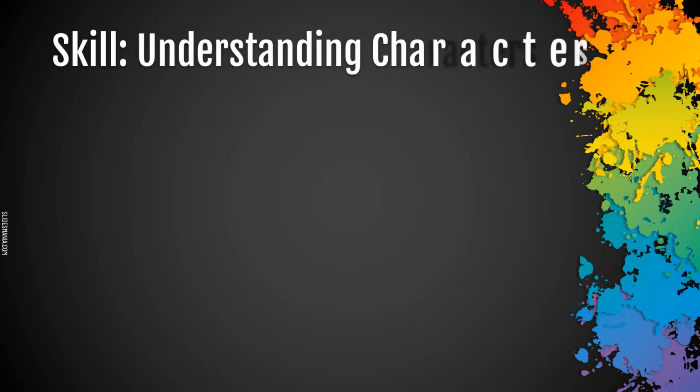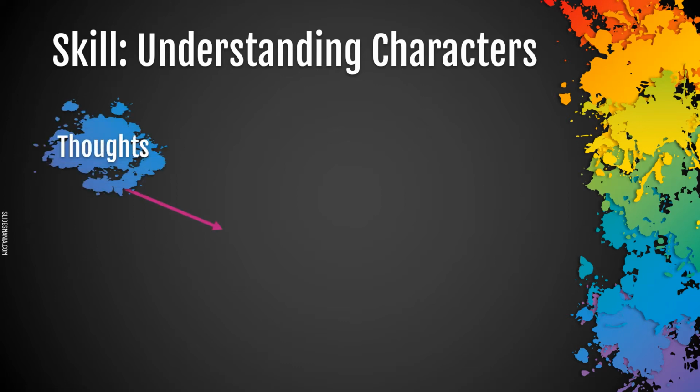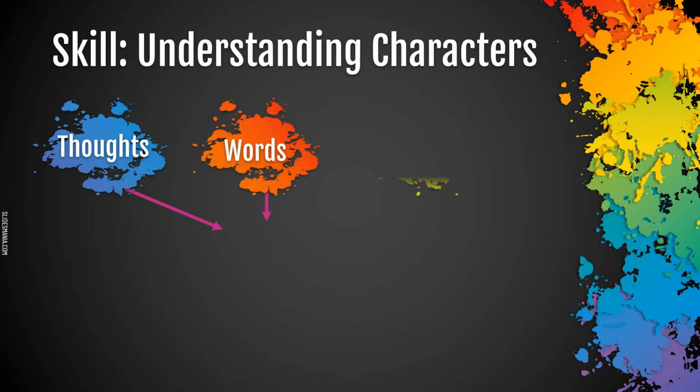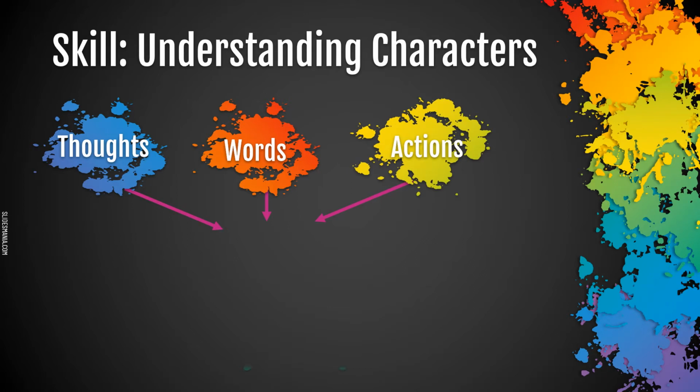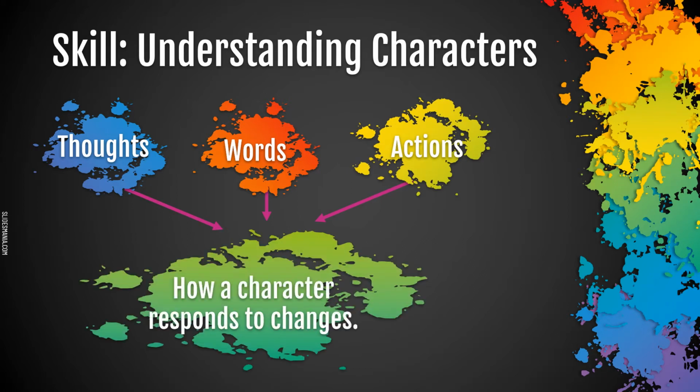The first skill that we are going to learn about is understanding characters. In order to learn about a character, we need to find clues or text evidence that helps us understand them. And when we understand that character, we learn a lot about their personalities. To understand a character, we need to focus on the thoughts they have, their words, and their actions. This will help us understand how a character responds to changes throughout these stories.